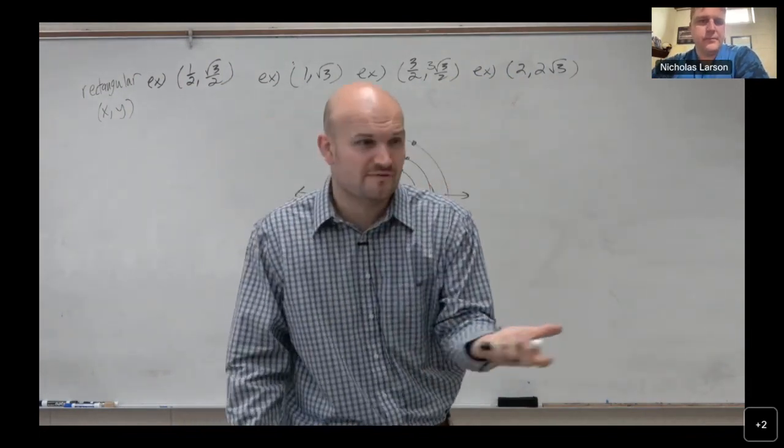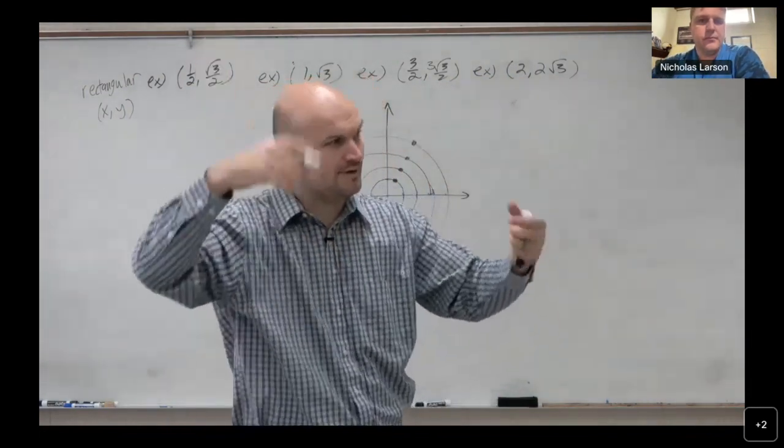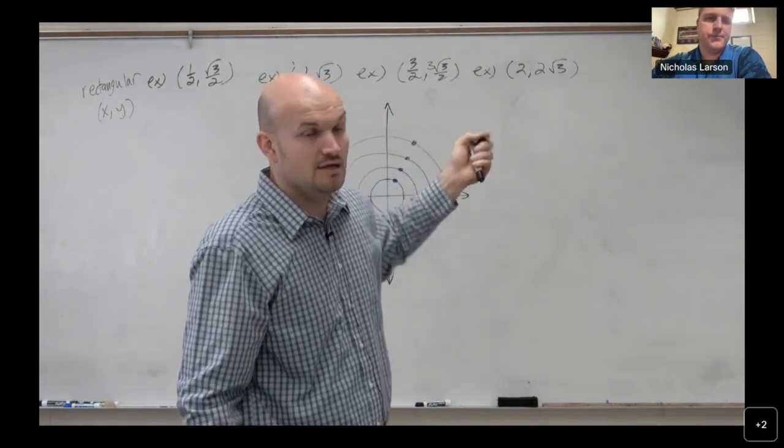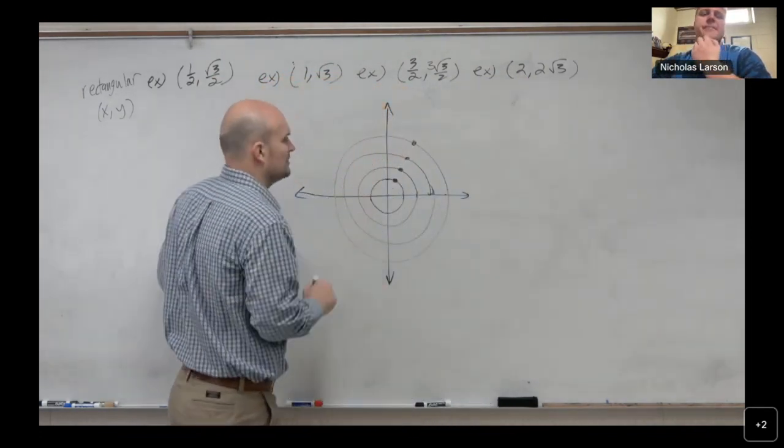Rectangular points are great to graph if it's like 2, 3. Okay, over 2, up 3, easy. But when you have radicals involved, it gets a little messy and it's harder to be exact. Would you agree?